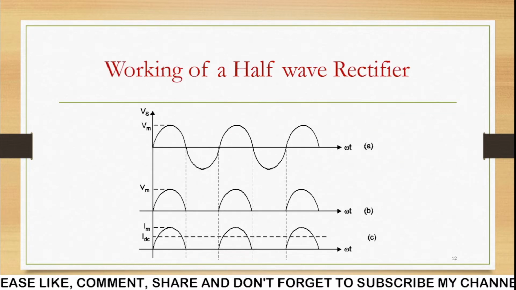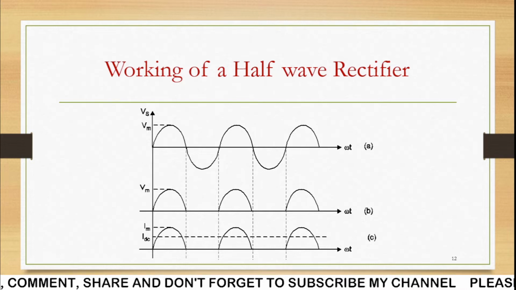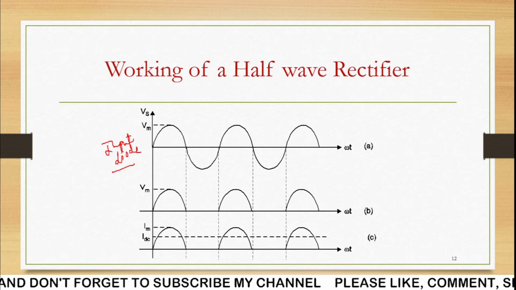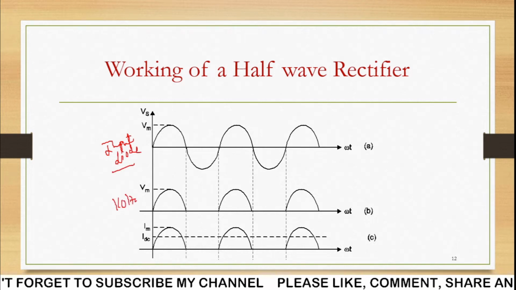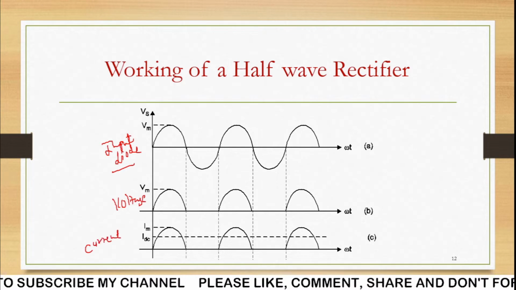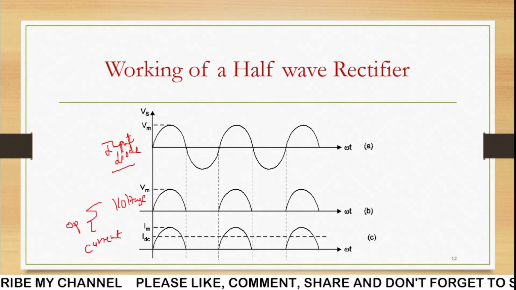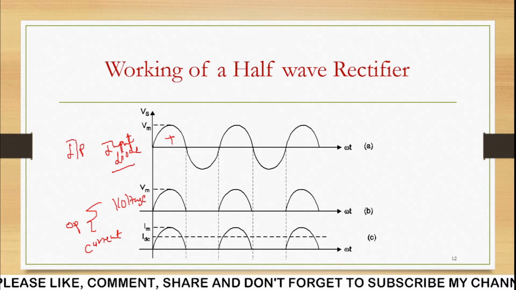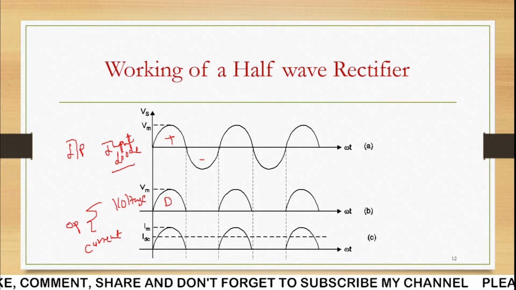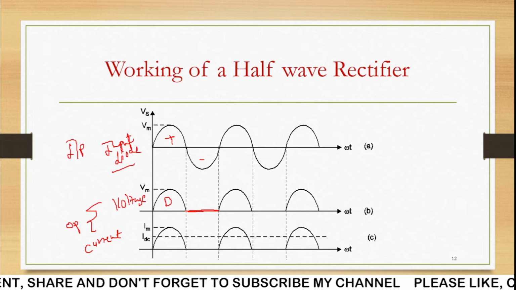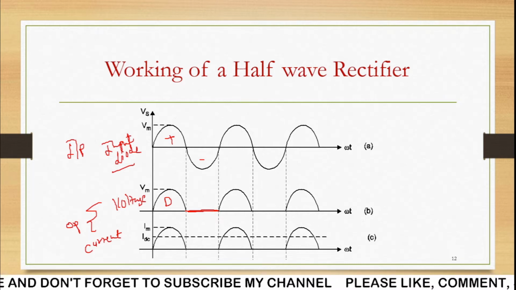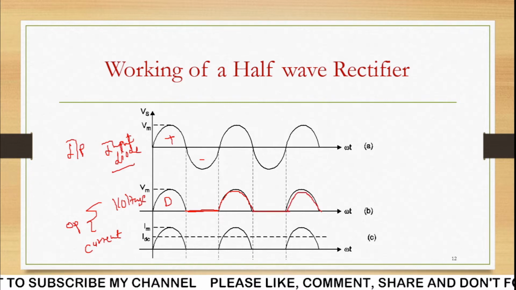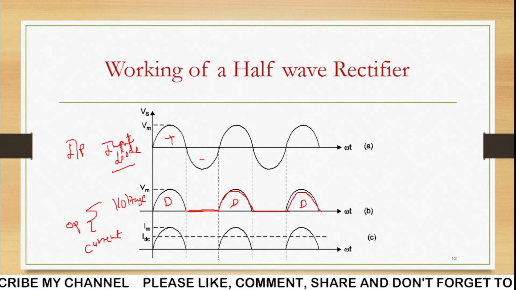This is the waveform that will be available. This is the input waveform available at the diode's input terminal, and this will be the voltage and this will be the current available at the output side. This is the output diagram and this is the input diagram. You can see only the positive cycle is available here due to diode D1. The negative cycle is not available because the diode conducts only for the positive half cycle. Again there is a positive half cycle due to diode D1. So this is a pulsating DC.